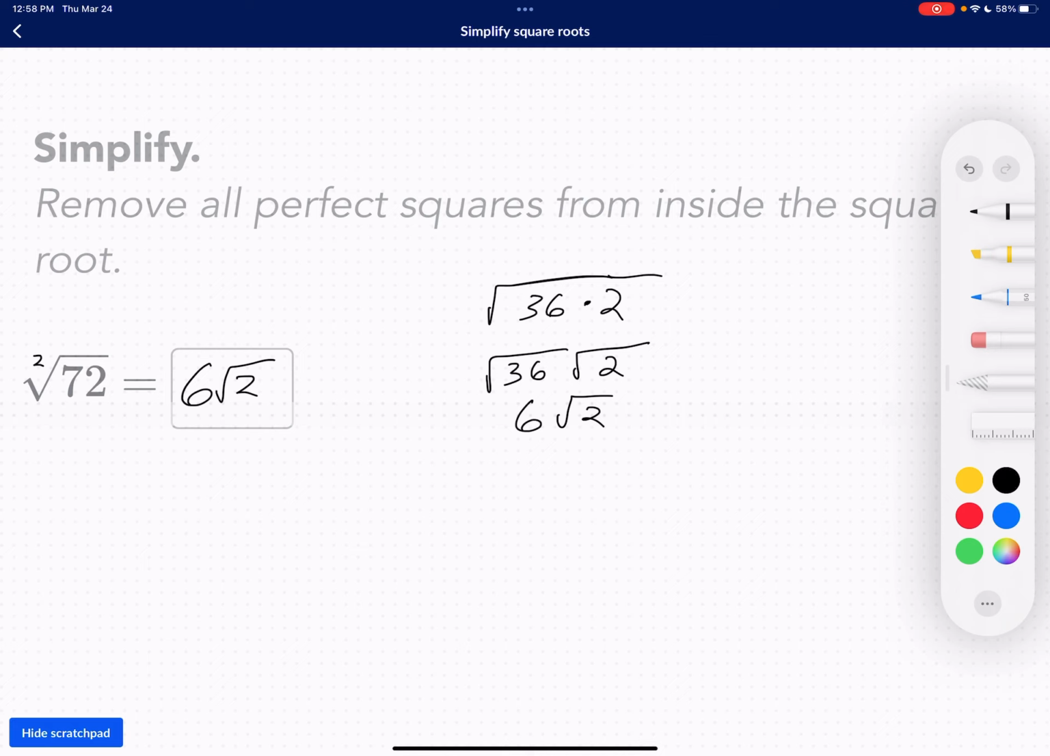But let me show you another way to think about it, where instead of writing it like that, we can realize that this is the same thing as 36 times 2 to the 1/2 power. I'm really using this as an excuse to remind you about your exponent properties too.